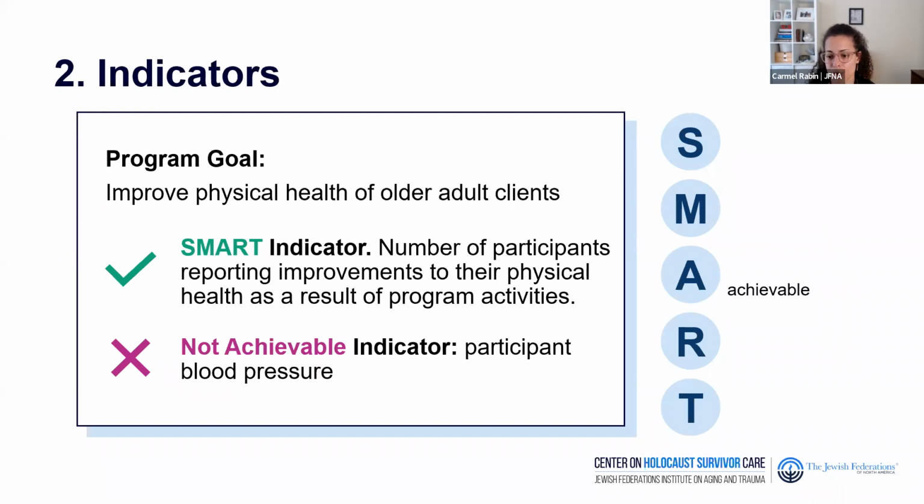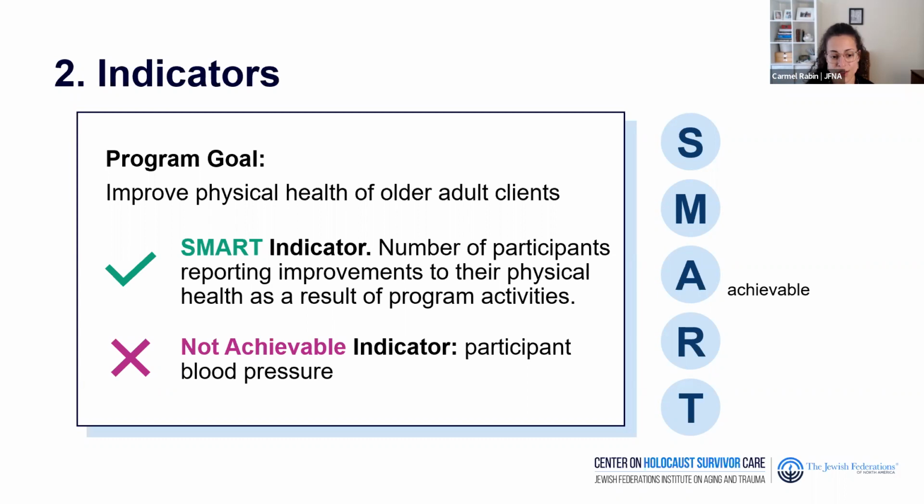In addition to measurable, we want to make sure our indicators are achievable, making sure that we can measure the indicator through the resources we have available without overburdening staff or participants. Now, the same SMART indicator example I've been using would be achievable since collecting reflections of participants on their health would not be too costly, too burdensome. It wouldn't be too intrusive for our participants.